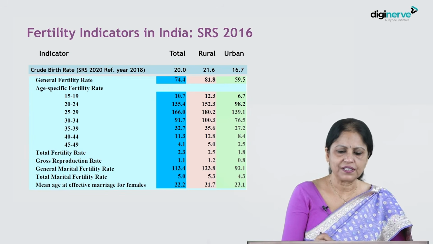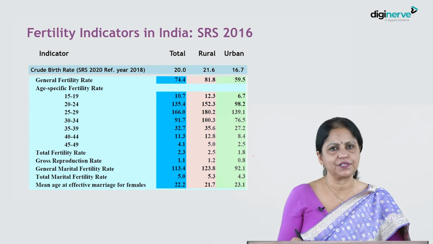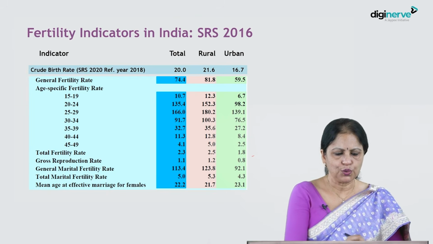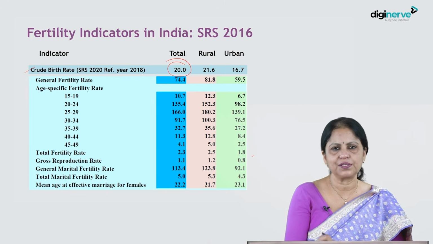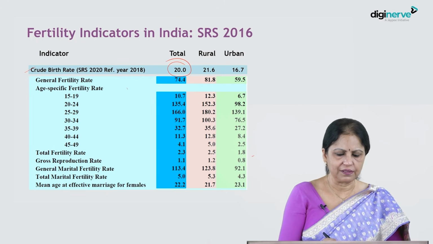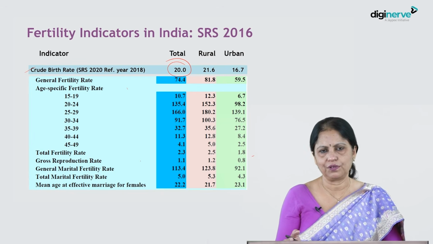So these are the values of the various fertility indicators in India. Crude birth rate is the latest data, and this you have to remember. And these are the others. You go through it. I will tell you the recent data for the important ones in subsequent slides.